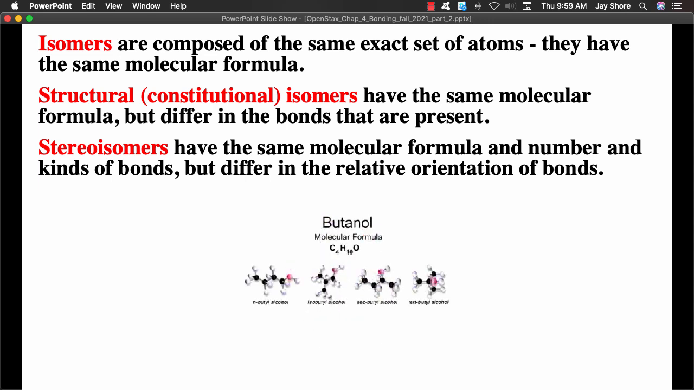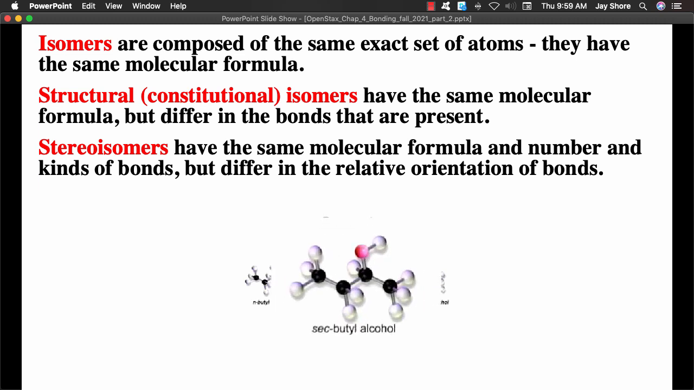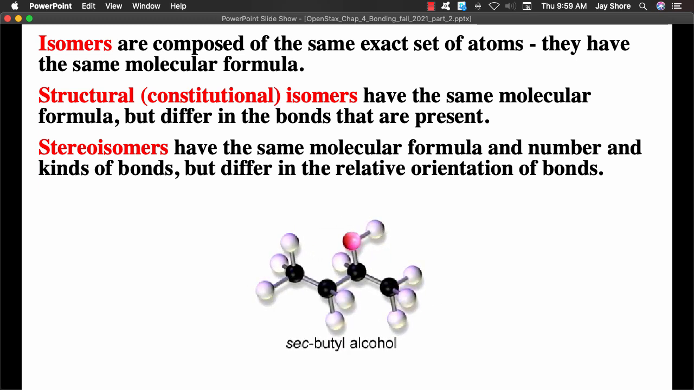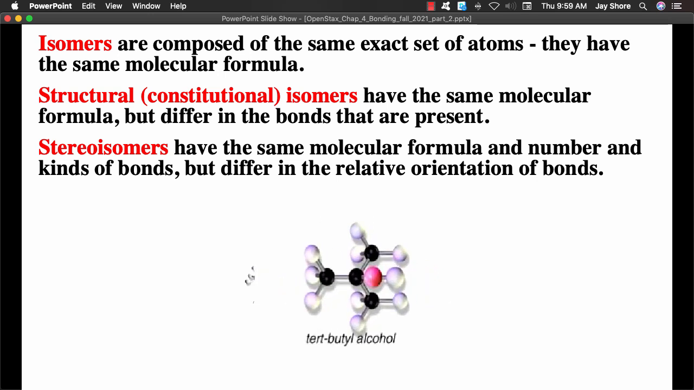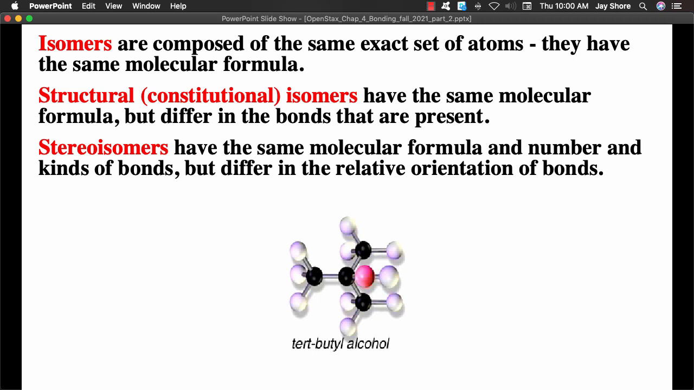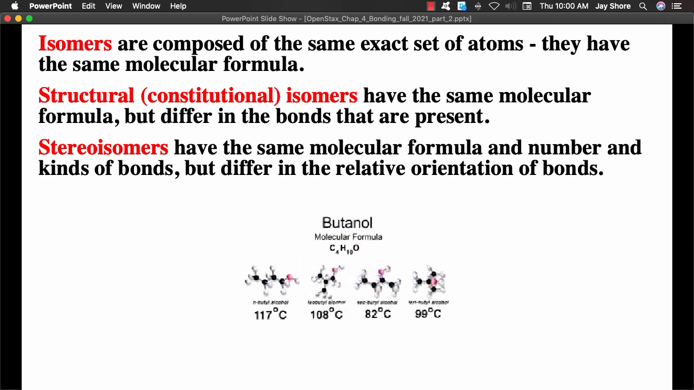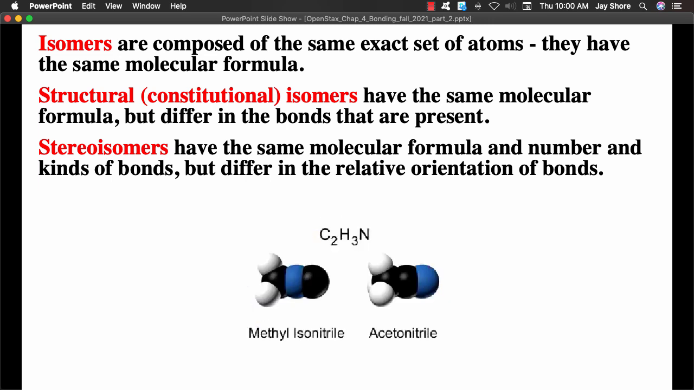In secondary butyl alcohol, the OH group is attached to one of the 2 inside carbon atoms in the 4-carbon chain. In tertiary butyl alcohol, the OH group is attached to the central carbon atom, which also contains a methyl group. The 4 butyl alcohols differ in their physical and chemical properties, for example, in their boiling points. And so it's really kind of amazing. You have 4 distinct molecules composed of exactly the same set of atoms, which will have distinct chemical and physical properties.